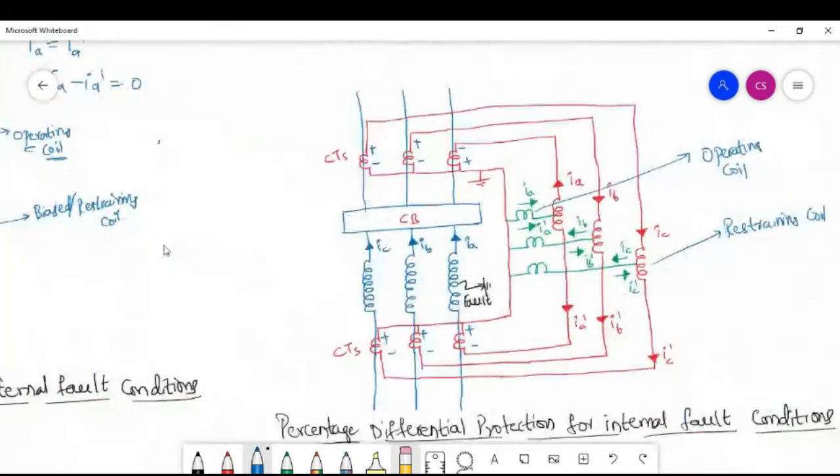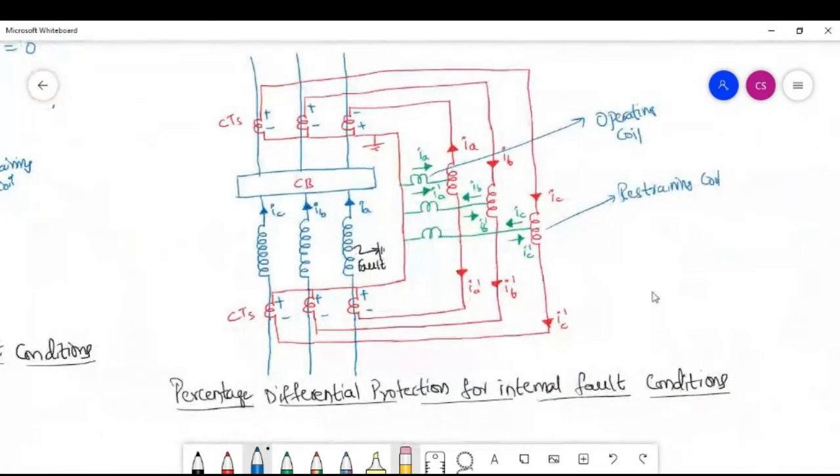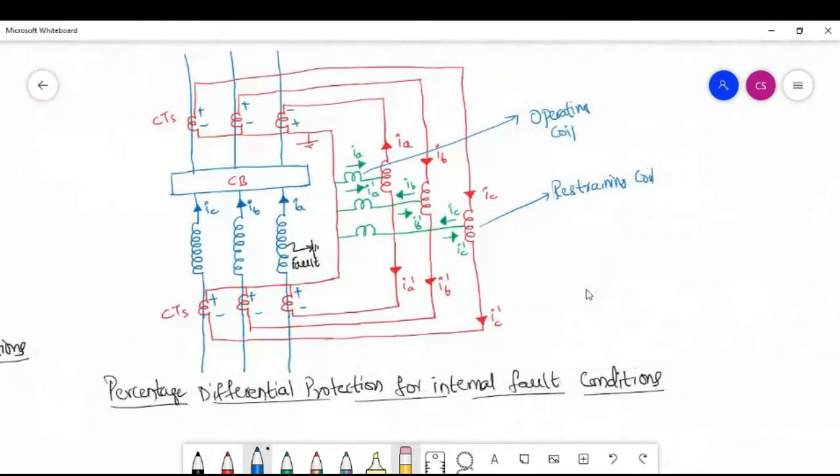So this is the diagram related to differential protection for internal fault conditions. What we have done in this case is we are assuming a phase to ground fault, here phase A to ground fault, having taken place on the stator winding of phase A. When the fault is taking place on only one phase with respect to ground, only that respective CT terminals of the upper side will get reversed.